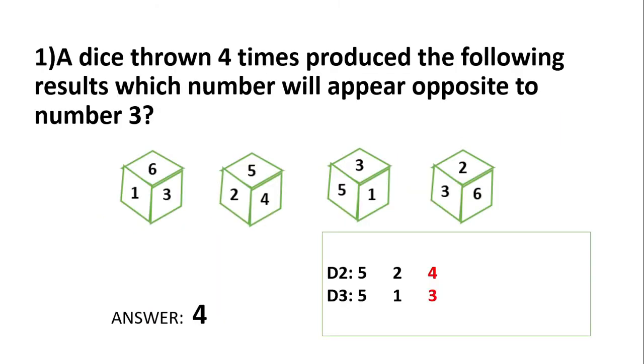If you are not able to understand what I have taught in the previous slides, you better watch this video twice or thrice. I hope you can be able to understand. So from this part onwards, you work out yourself and check the answers in the slide. Okay. So now we are going to see the first question. A dice thrown 4 times produces the following results. Which number will appear opposite to number 3?